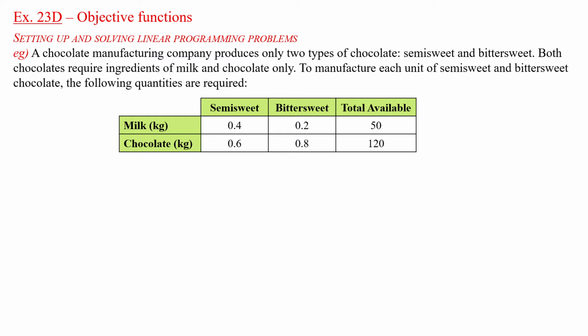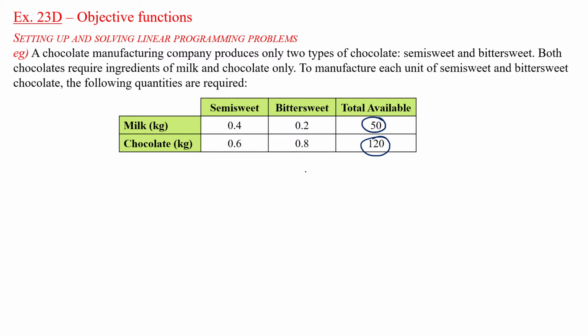Okay, so in our example, we have a chocolate manufacturing company that produces only 2 types of chocolate, semi-sweet and bittersweet. Both chocolates require ingredients of milk and chocolate only. To manufacture each unit of semi-sweet and bittersweet chocolate, the following quantities are required, and those are now on your screen in the table. What you'll notice is that we have a total of milk in kilograms available each day and a total amount of chocolate in kilograms per day. Each chocolate needs a certain amount to satisfy that flavor combination, to make each kilogram.